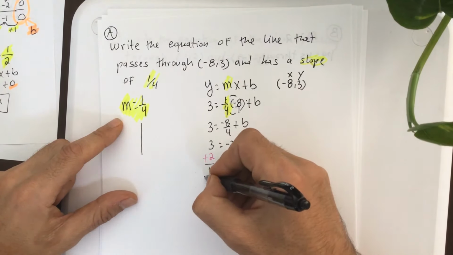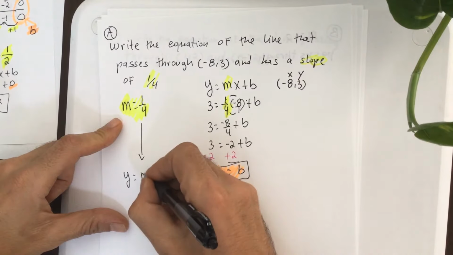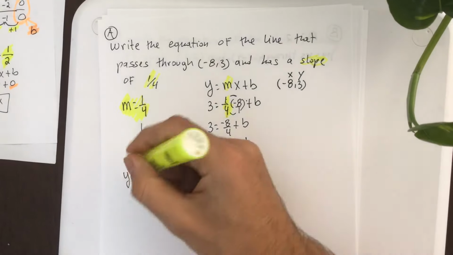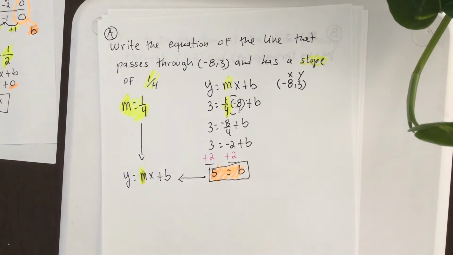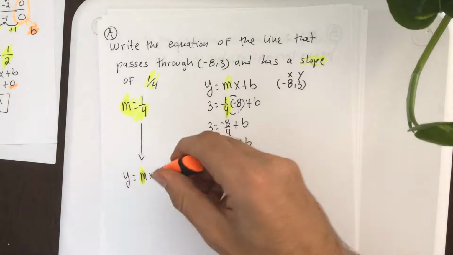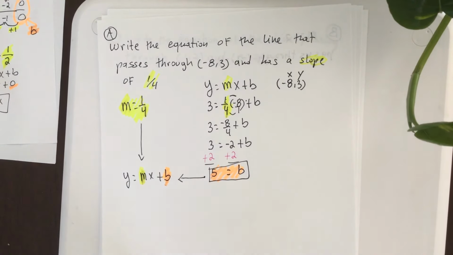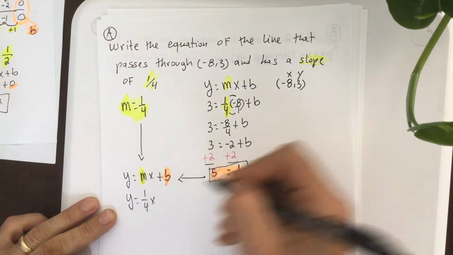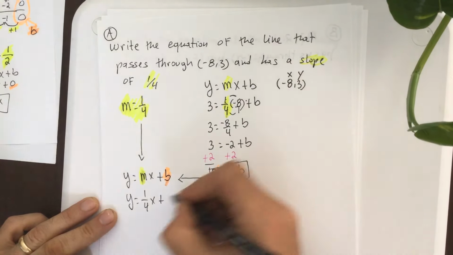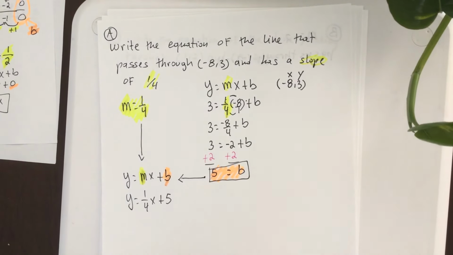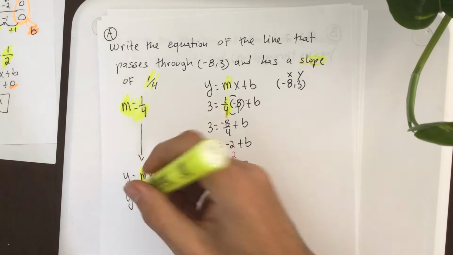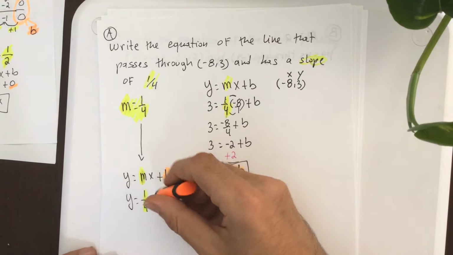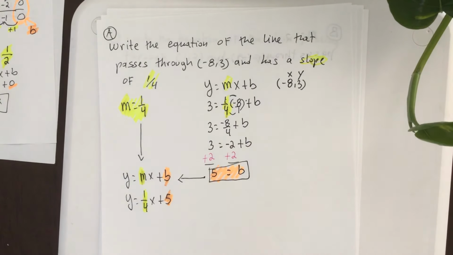All that information, so y equals mx plus b. So remember m, and remember b. We put it together, write it down. y equals 1/4 x plus 5. And what we got over here is the equation of the line in slope intercept form. That's my equation.